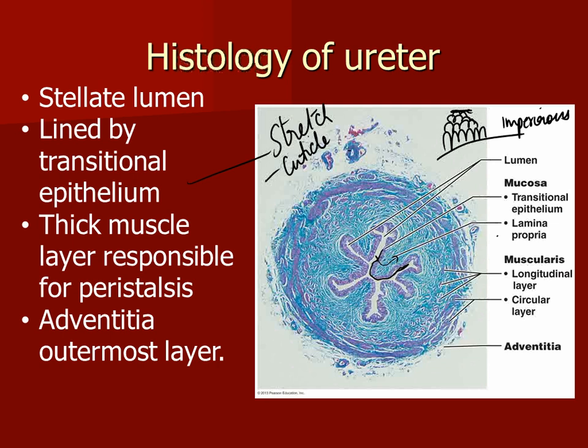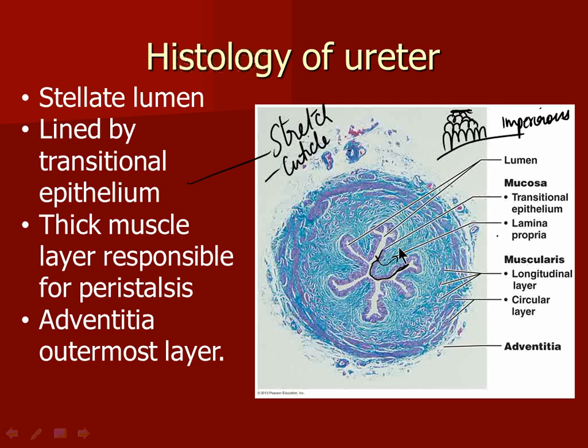So it acts like a water blocker. So that's one of the reasons why transitional epithelium is very, very well suited to lining the ureter and the urinary bladder. One, it is capable of stretch. Second, it is stratified, so it's protective. And third, it has this cuticle which makes it impervious to urine.